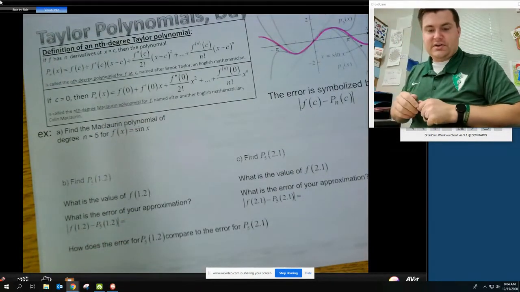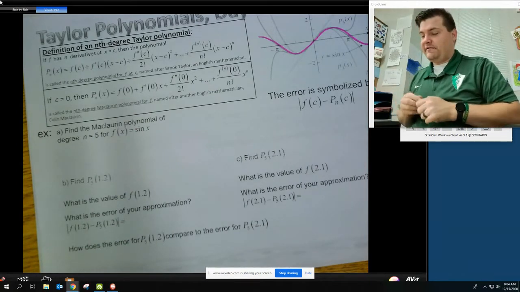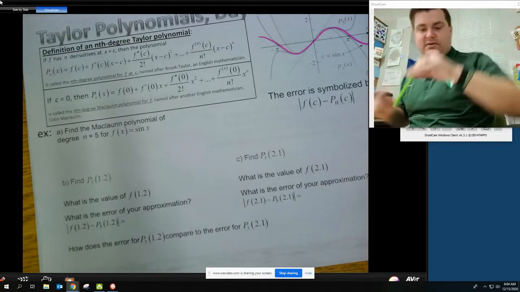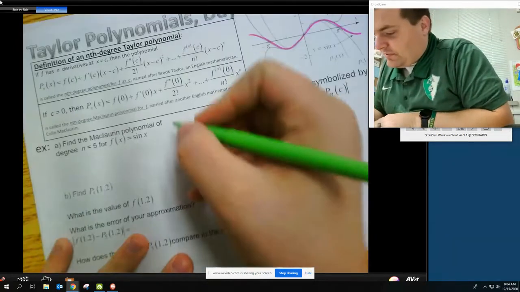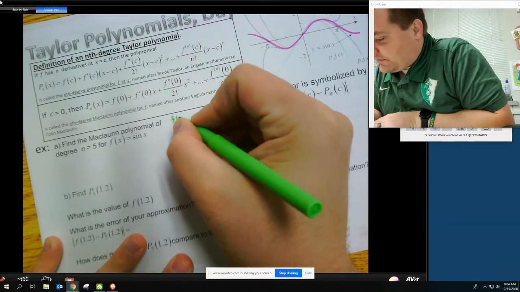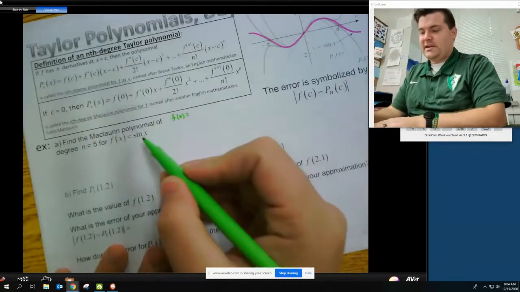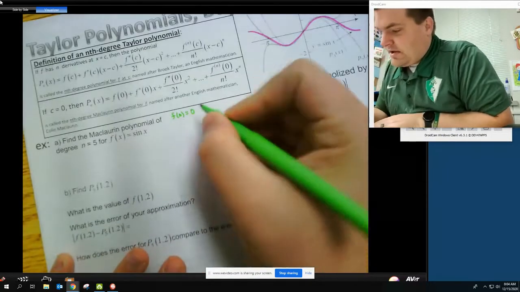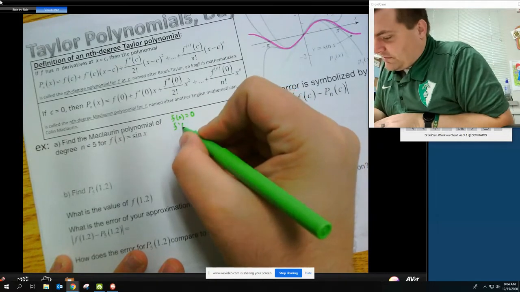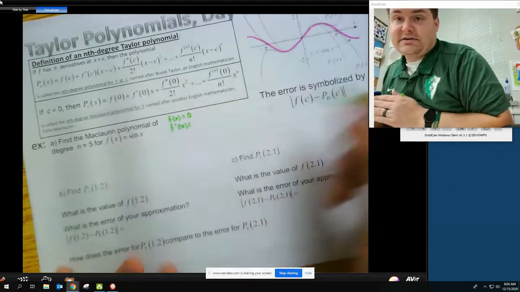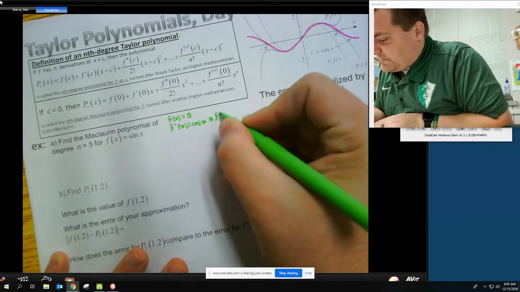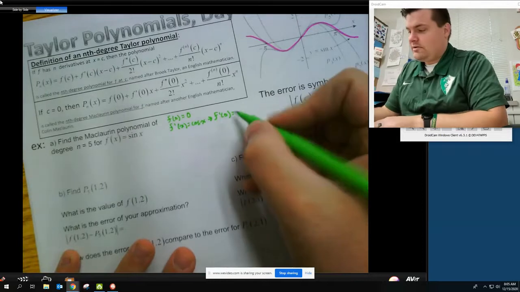So what I need to do here is find the first derivative, second derivative, third derivative, all that fun stuff. I need to find out what f of 0 is first off. And what's f of 0? You just plug that in, you're going to get a 0. Okay, I need the first derivative. The derivative of sine is going to be cosine. And so f prime of 0 is going to be 1.